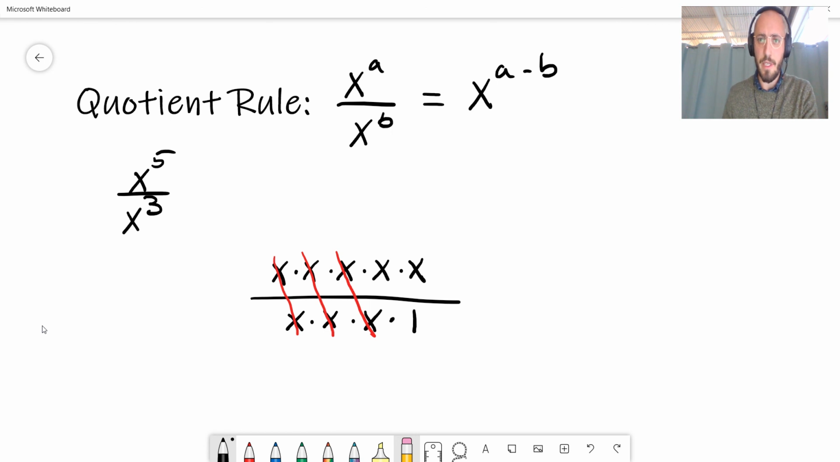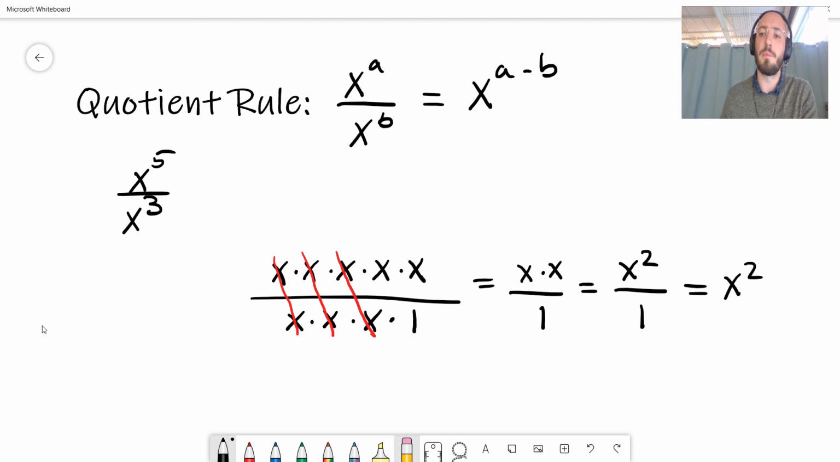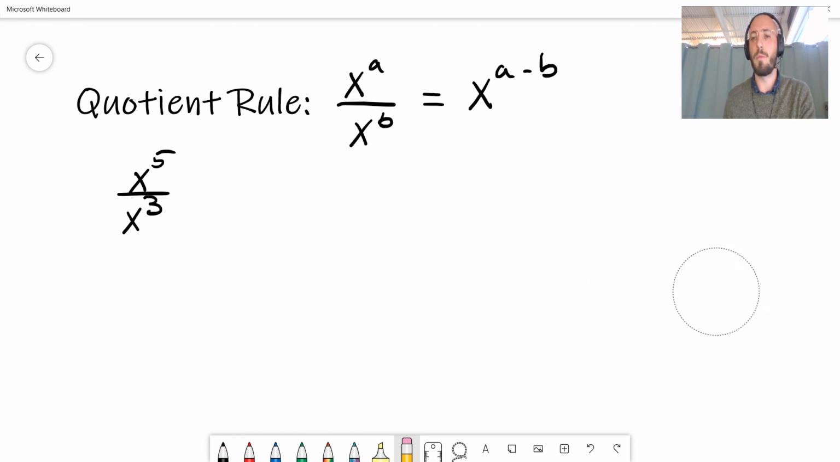So we're left here with x times x in the numerator and 1 in the denominator, which is equal to x squared over 1, and anything divided by 1 is itself. So this simplifies to x squared. So that's an illustration of why this quotient rule makes sense. So let's look at one more example.